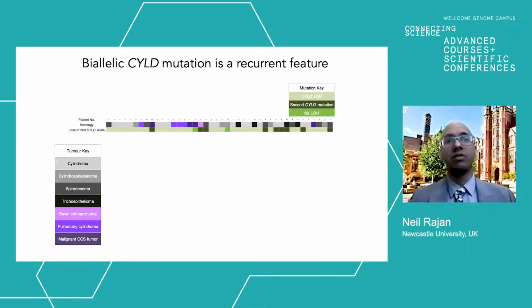And so in the first row, we see that the majority of tumors that we've studied are the cylindromas and spiradenomas, which are the main part of the disease in CCS. But we've also included some basal cell carcinoma, some pulmonary cylindromas, and some malignant cylindrocarcinomas. And importantly, across almost all of the tumors, we see biallelic inactivation of SYLD, either through loss of heterozygosity or a second new mutation in the remaining normal allele. So the 2-hit hypothesis and the tumor suppressor gene story does hold with this.